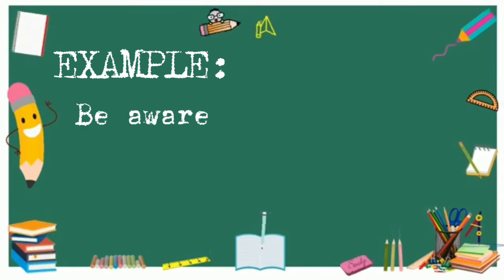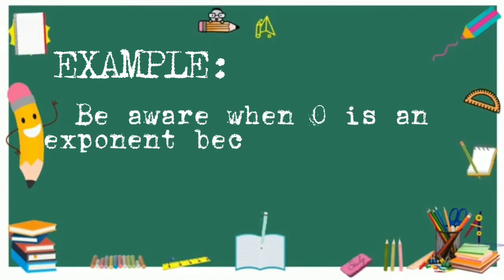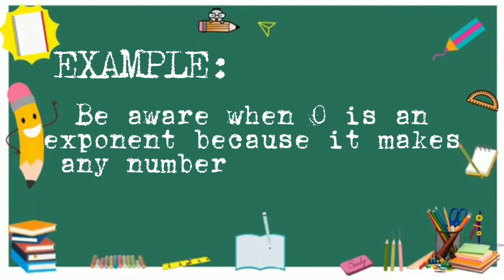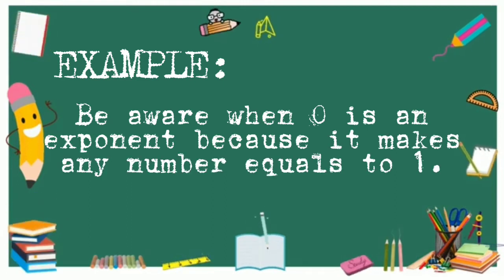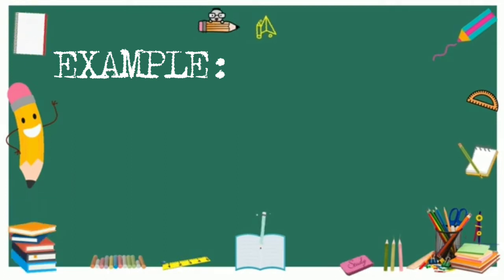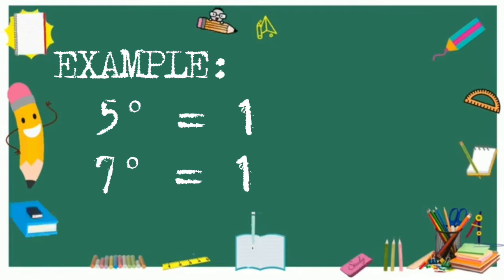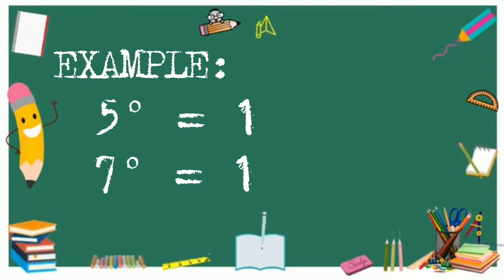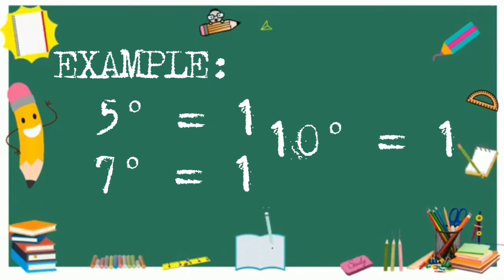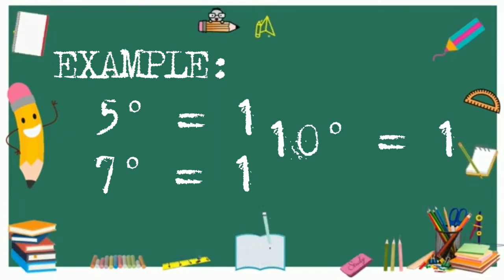But be aware when 0 is an exponent, because it makes any number equal to 1, like this. 5 raised to the power of 0 is 1. 7 raised to the power of 0 is also 1. And 10 raised to the power of 0 is 1, and so on.